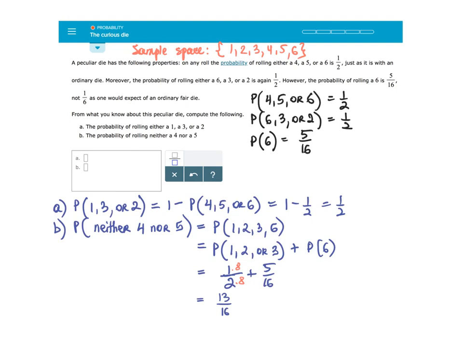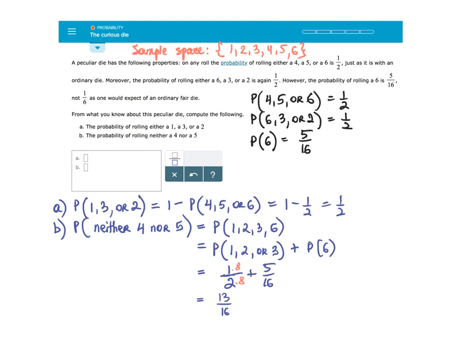Part B is asking to find the probability of rolling neither 4 nor 5, which again, using the complement approach, really means getting 1, 2, 3, or 6, but not 4 or 5. All right, the probability of 1, 2, 3, or 6 can be separated because events are mutually exclusive. I can use the addition property and say the probability of 1, 2, and 3 separately from the probability of 6.